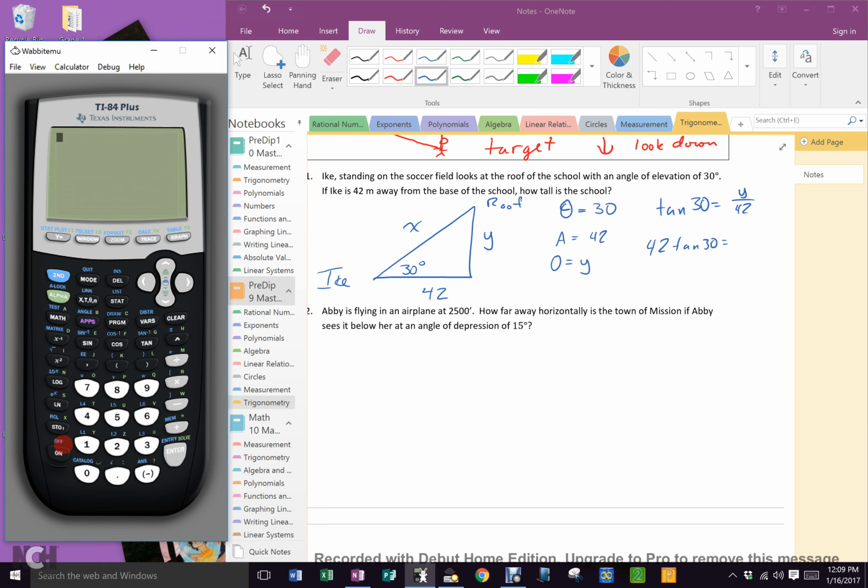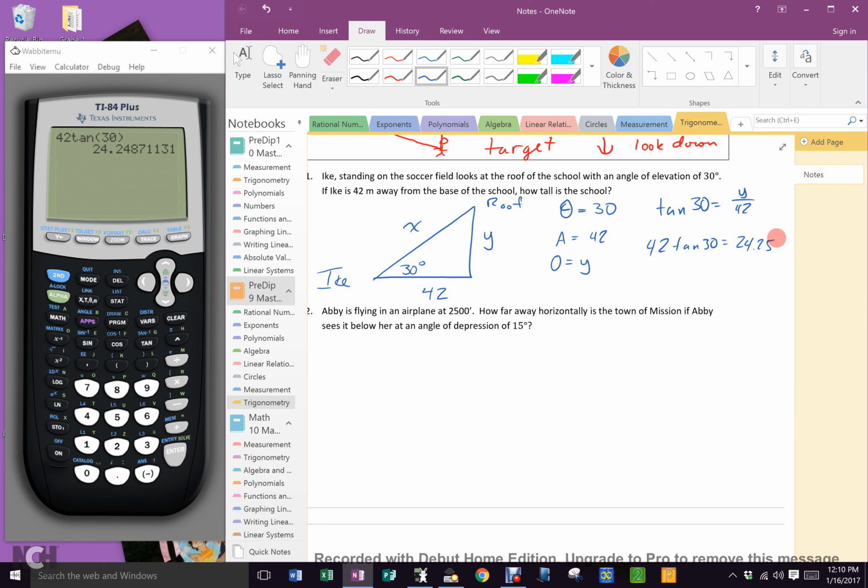All of you know how to use your machine. 42 tan 30. 24.25. Okay. Everybody good?